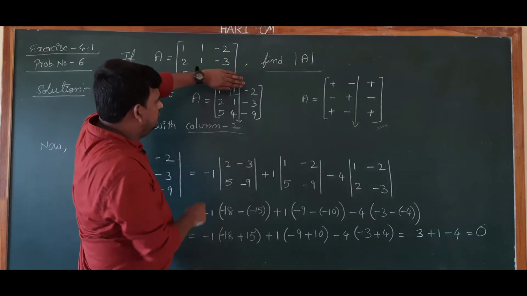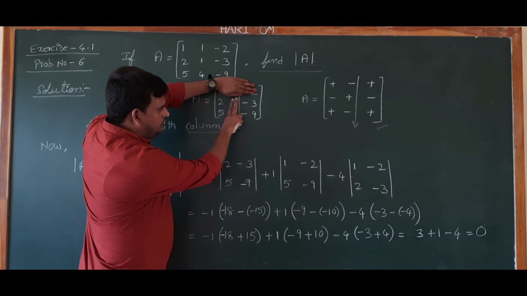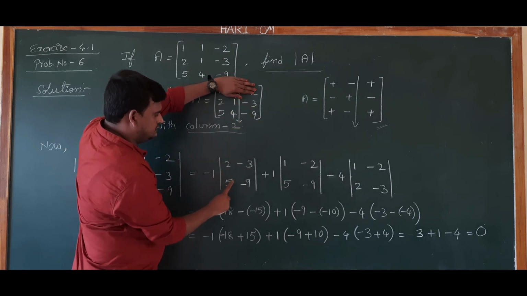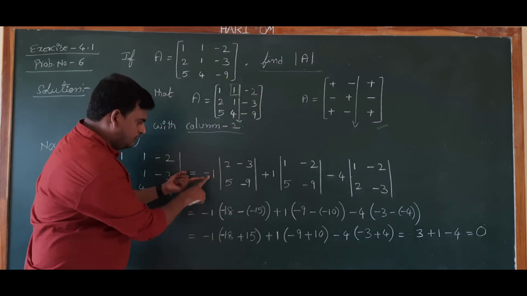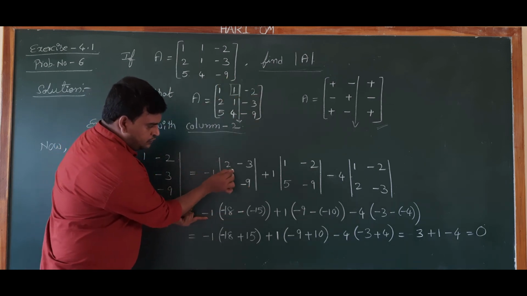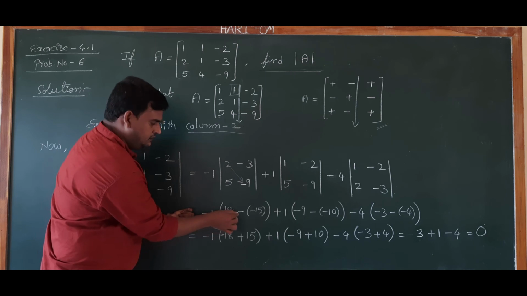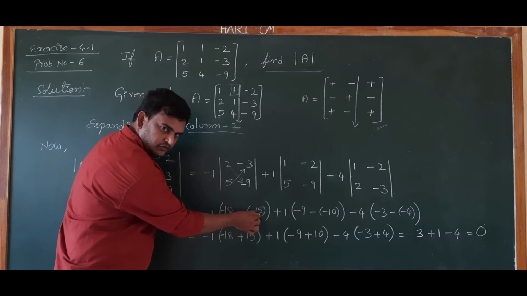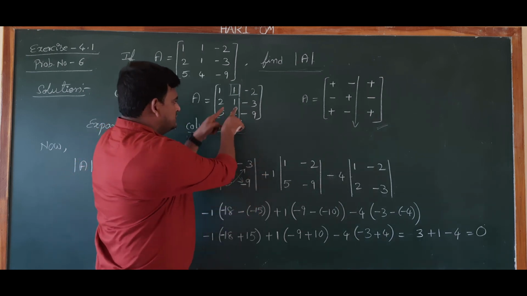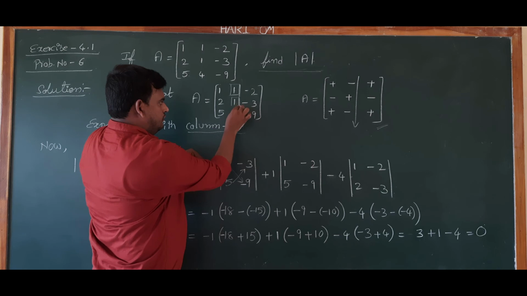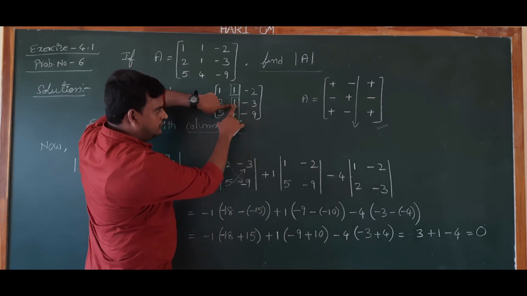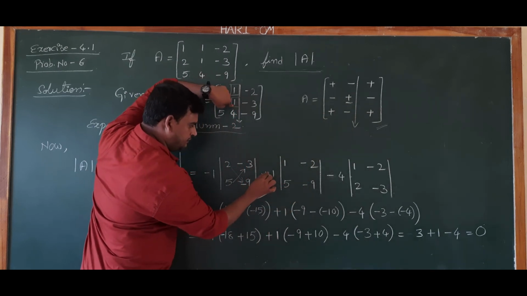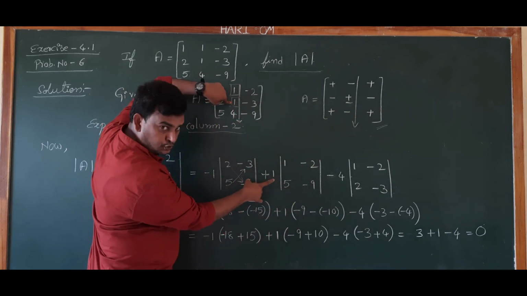Leaving the respective row and respective column for the first element, we have the elements 2, minus 3, 5, minus 9. So 2, minus 3, 5, minus 9. Now minus 1 into 2 into minus 9 gives us minus 18, minus 5 into minus 3 gives us minus 15. Now coming to the second element 1. When we choose the second element 1, its respective coefficient is plus. So we keep plus 1 into.